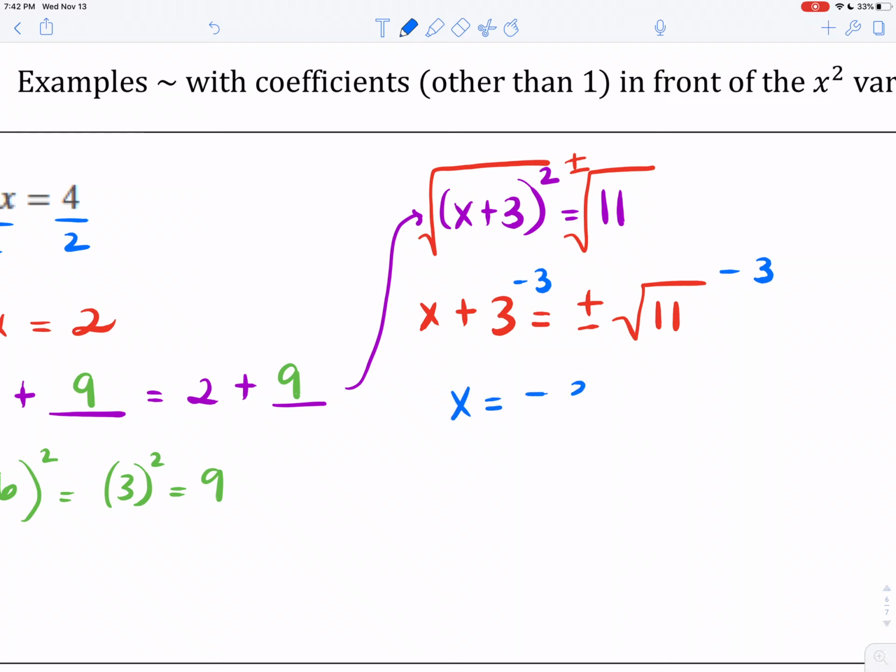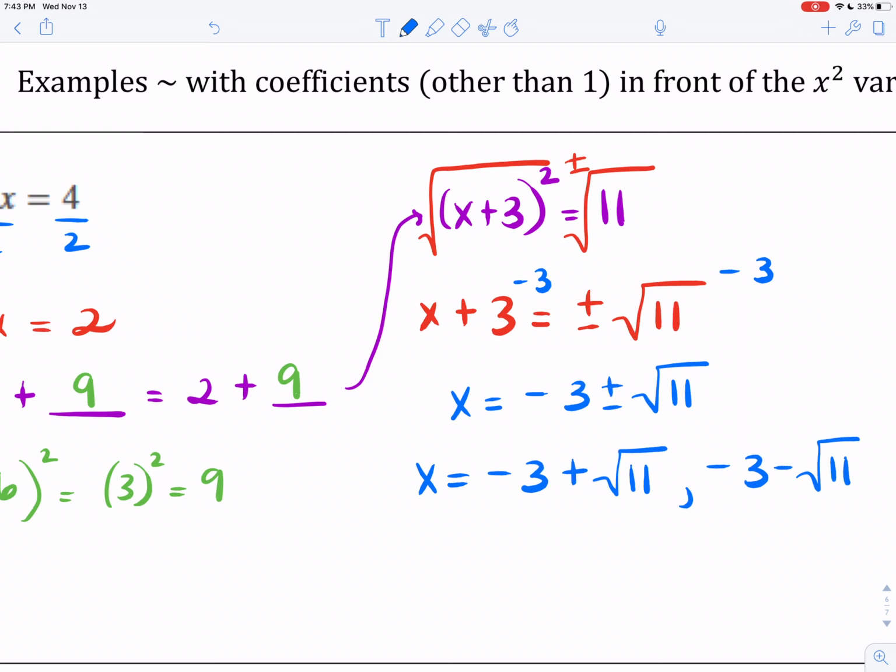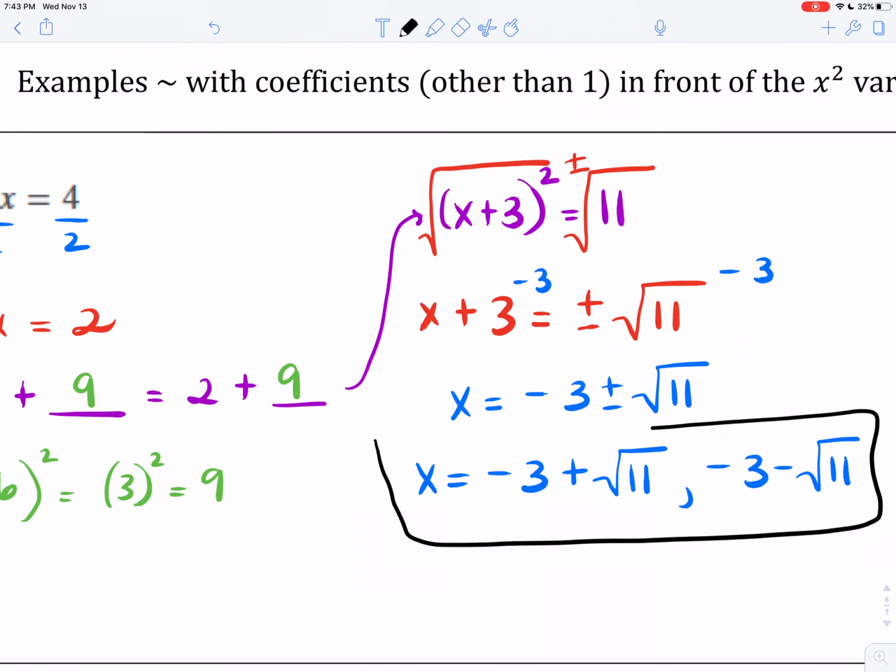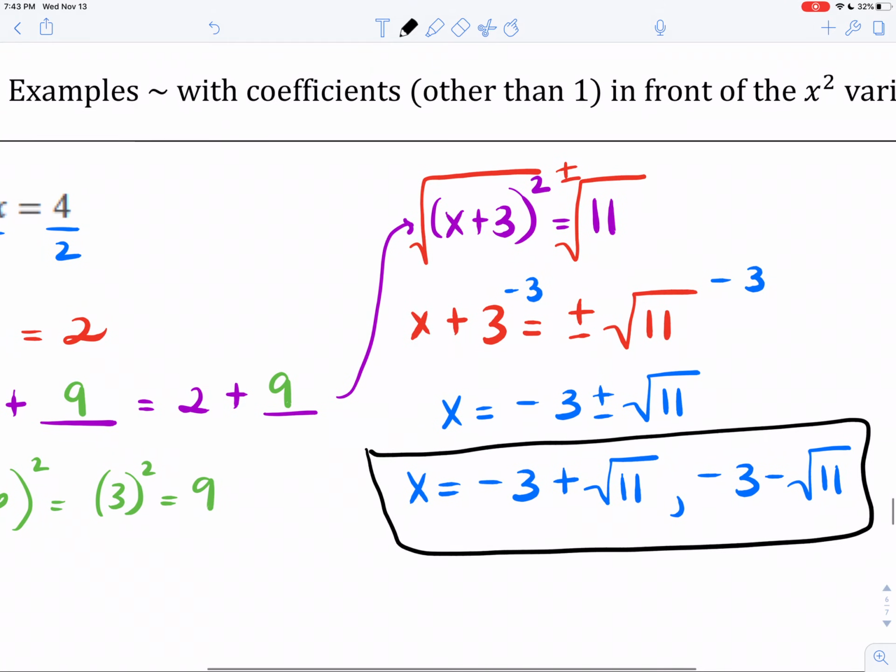I'm going to put that negative 3 in front of the plus or minus. And I can't simplify the square root of 11, so it has to stay. So my two solutions here, the plus would be negative 3 plus the square root of 11. The minus would be negative 3 minus the square root of 11. And at that point, I couldn't simplify any further, and so I would leave my solutions just like that.